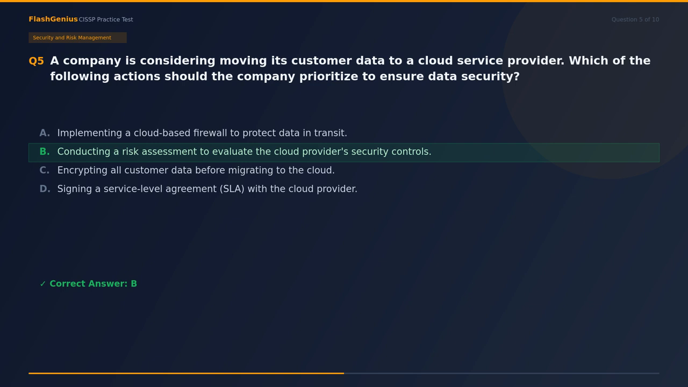Here's why. Correct. Conducting a risk assessment evaluates the cloud provider's security controls and identifies potential risks, which is essential before migration. A cloud-based firewall protects data in transit, but does not address overall data security in the cloud, but should be based on the findings of a risk assessment.